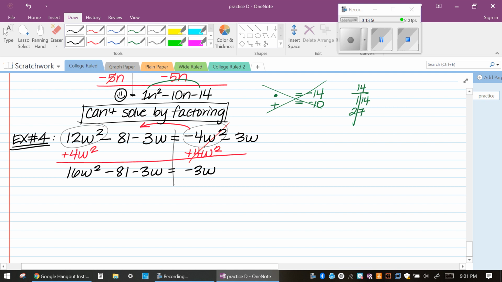Remember, since the smaller quadratic was on the right and we moved it to the left, we want to move everything else to the left. So I'm going to keep going and moving things to the left until there's nothing left on the right side. This happens to cancel also.